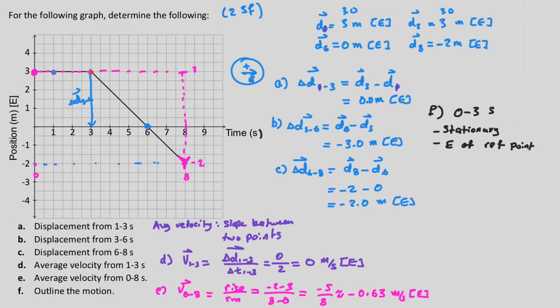And then from 3 seconds all the way to 6 seconds, it starts moving towards the reference point. And since this is a straight line, it's moving at a constant velocity. So this is between 3 to 6 seconds. It moves west, it moves towards the reference point, and constant velocity.